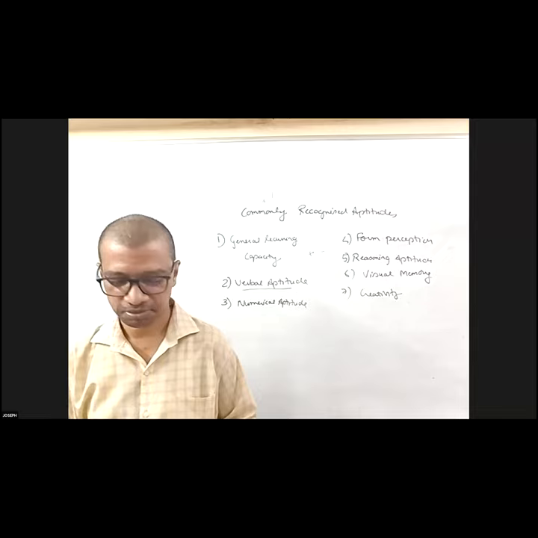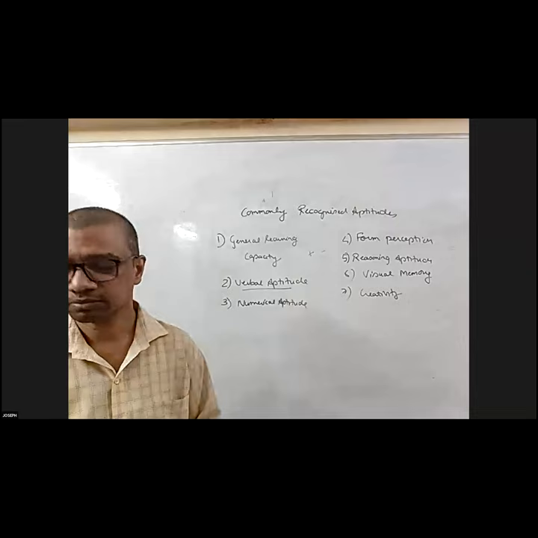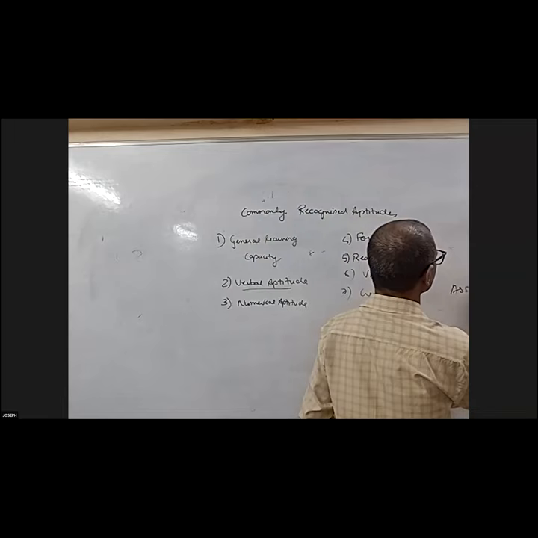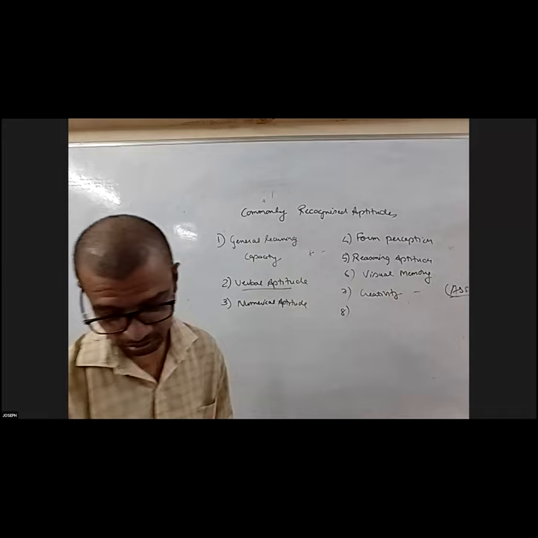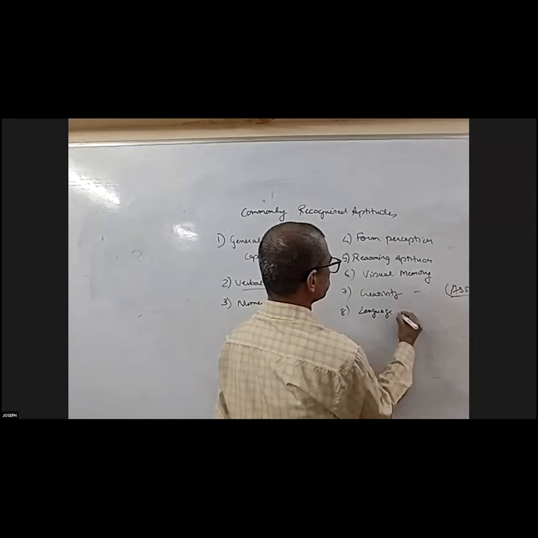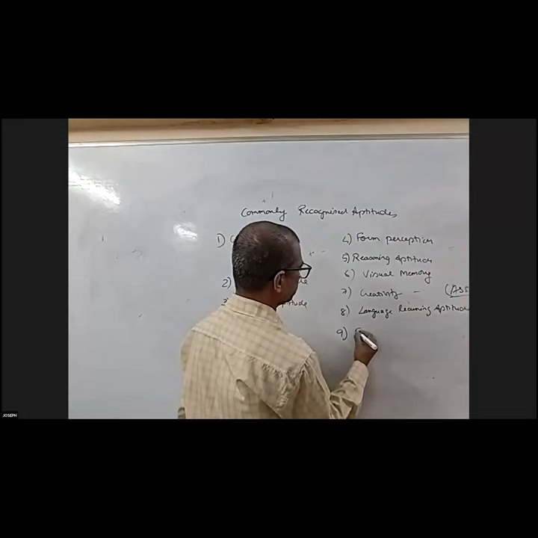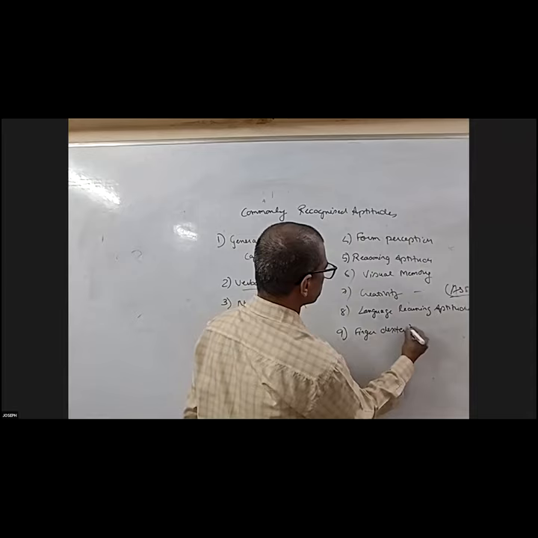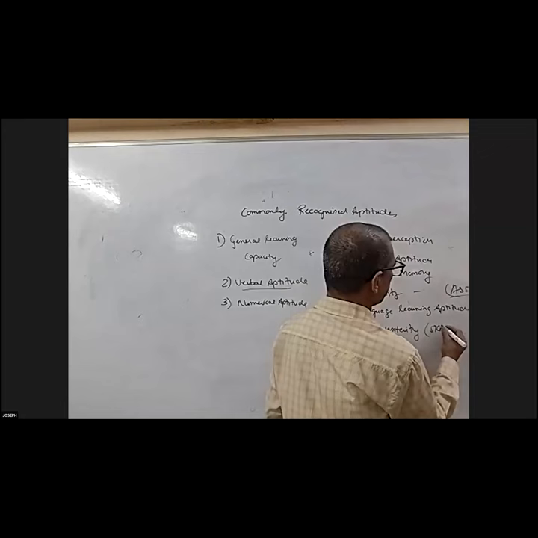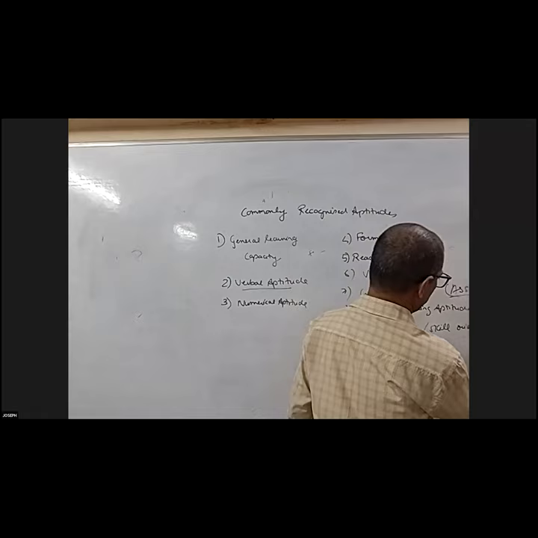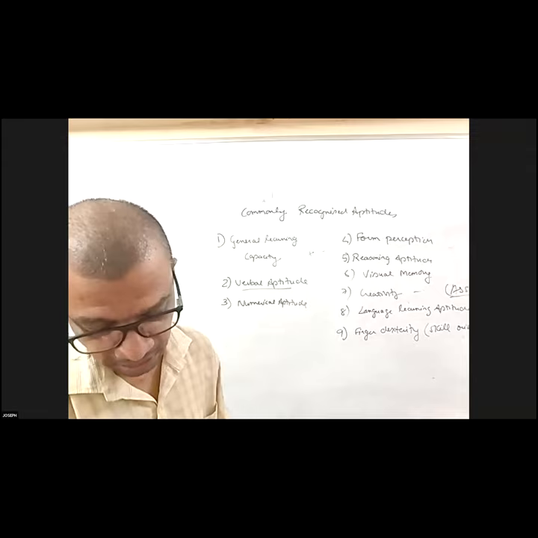Creativity. That means you should be able to associate, association. Eighth, language learning aptitude. Ninth, finger dexterity. That means skill oriented. How skilled you are with whatever you do. Finger dexterity means basically skill oriented. Are you able to learn particular skills, have the ability to learn any skills? Okay, skill oriented ability. Nine of them are there.